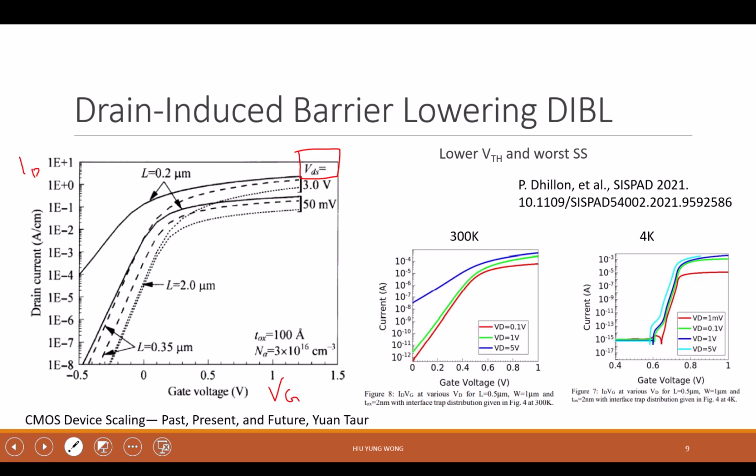You can also plot it in linear mode and do extrapolation to get the threshold voltage based on the equation we learned earlier. Some people will also use the maximum GM and then do extrapolation, right? So many different ways, depending on your application.